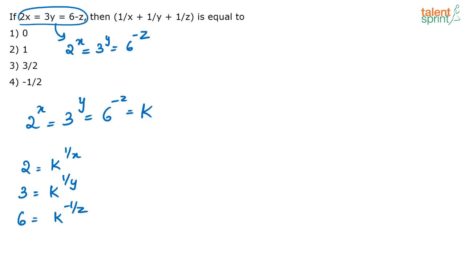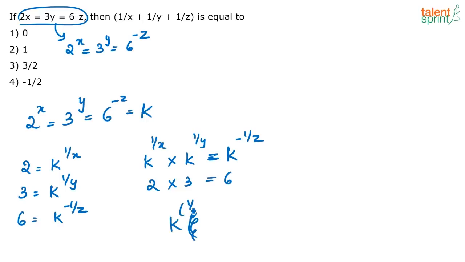Okay. Now from these three equations, what can I say? I can say, see, I know 2 into 3 is 6, correct? That is something that all of us know. 2 into 3 is 6, or I can say k to the power 1 by x into k to the power 1 by y, that is equal to k to the power minus 1 by z, correct? 2 into 3, that is equal to 6. I am just rewriting it like this. Or if I take the powers together, what can I say? K to the power 1 by x plus 1 by y, that is equal to k to the power minus 1 by z. Or if you compare the powers, I can say 1 by x plus 1 by y, that is equal to minus 1 by z.